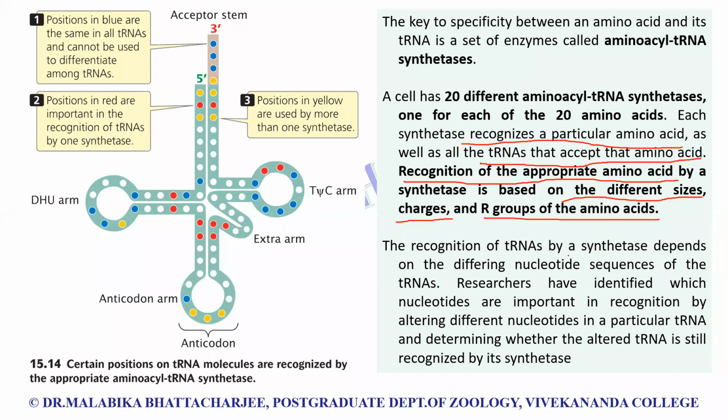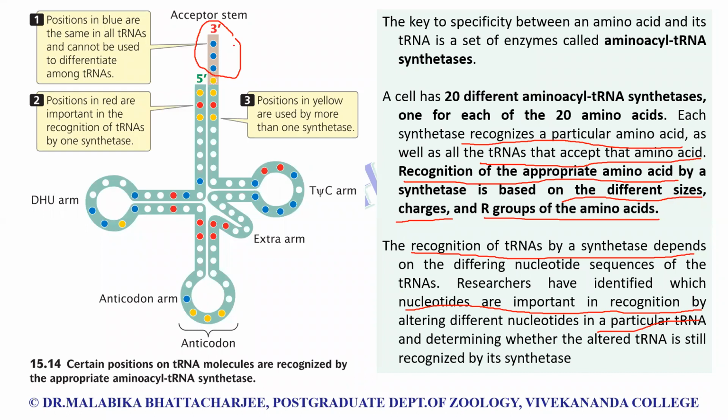How does it recognize a tRNA? It has been seen that there are certain nucleotides which are important in recognition of a particular tRNA. So this picture shows the nucleotides. If you look into the tRNA structure, this sequence C, C, A, that's constant. And this sequence cannot be used to differentiate between the tRNAs. So the enzyme does not use it to differentiate between the tRNAs. This is a constant structure.